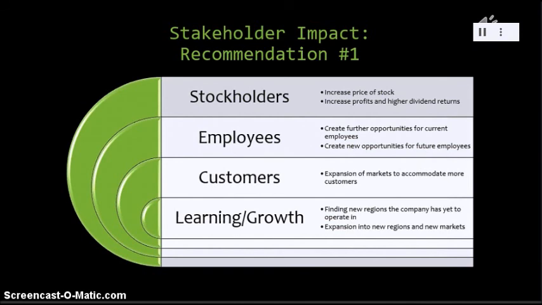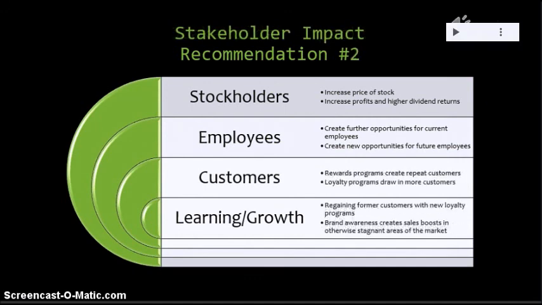Next, we look at the stakeholder impact for recommendation number 1. We see an increase in the price of stocks, an increase in profits, and higher dividend returns for stakeholders. We see further opportunities for current employees and further opportunities for future employees. We see expansion into markets to accommodate more customers. And finally, finding new regions the company has yet to operate in.